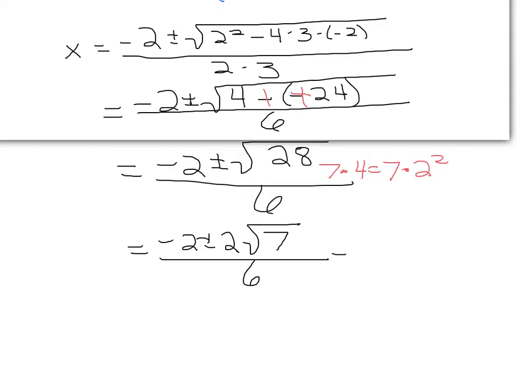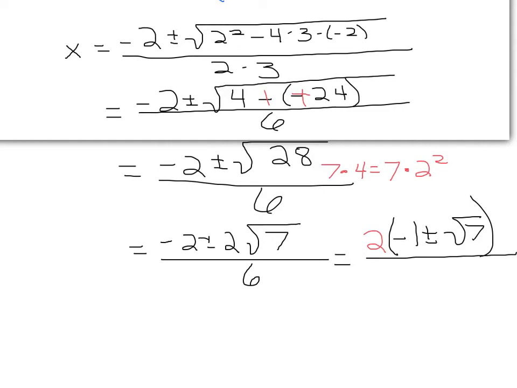In fact, let's go ahead and factor it out. We have 2, and then we're left with negative 1 plus or minus square root of 7 after we factor out the 2, over 2 times 3. And we broke it up that way so that we can cancel out the 2's. So we get negative 1 plus or minus the square root of 7 over 3. And so those are the solutions for x.